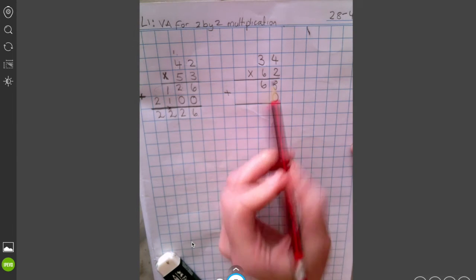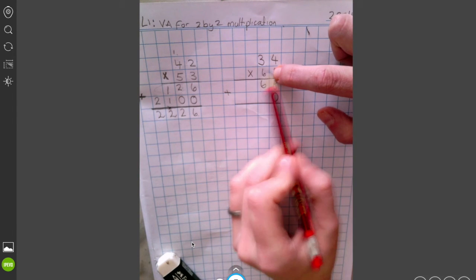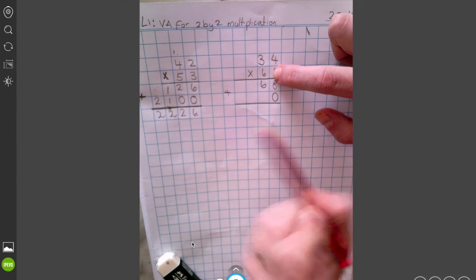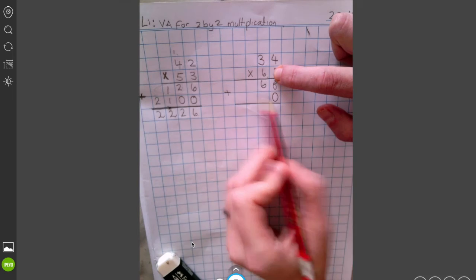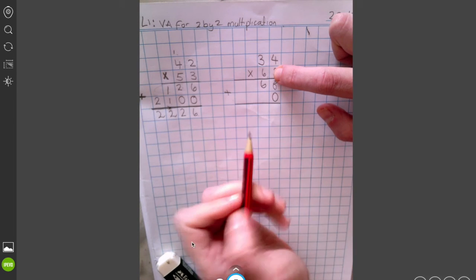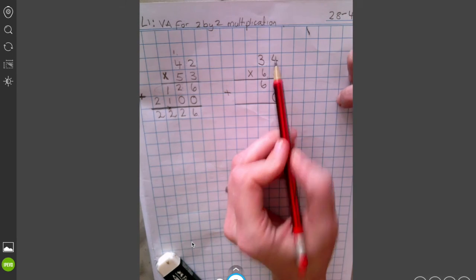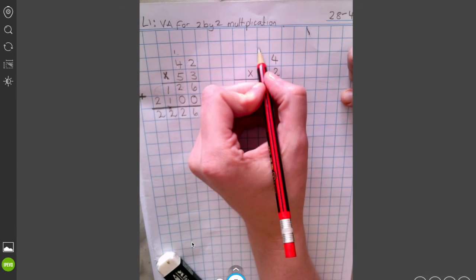Okay, so now I'm going to ignore the 2 and I'm just going to focus on the 6, and the 6 is going to do exactly the same thing. It's going to say hi to the 4, then it's going to say hi to the 3, and we're going to write the answers down here. All right, so 6 times 4 is 24, regrouping this time.